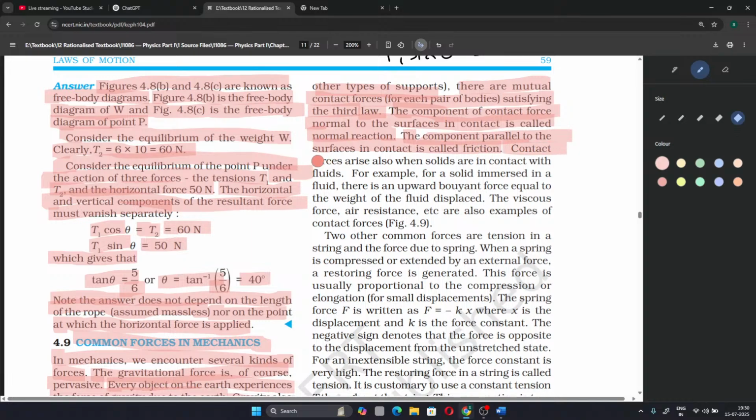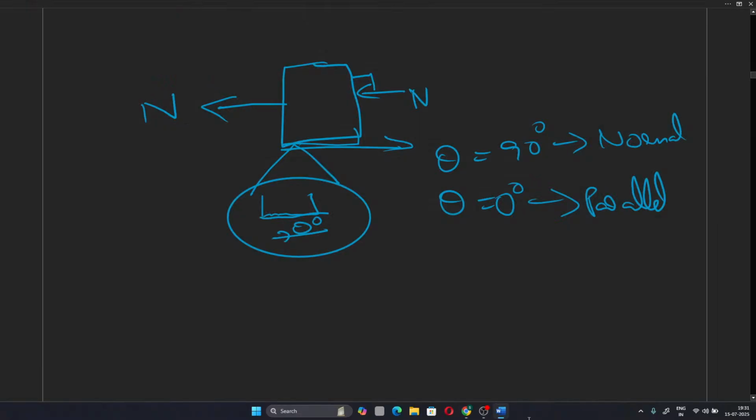Contact forces arise also when solids are in contact with fluids. Actually, let's see the previous statement. Let's observe the diagram more. These are the normal forces acting normal to the surface of the body, whereas the parallel forces act parallel to the surface of the body. Okay.